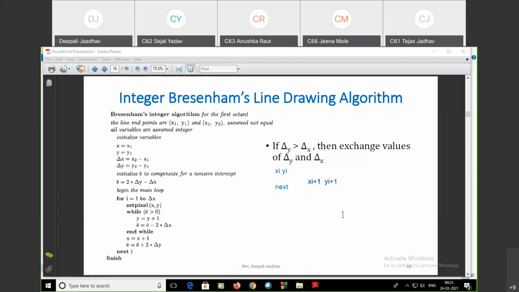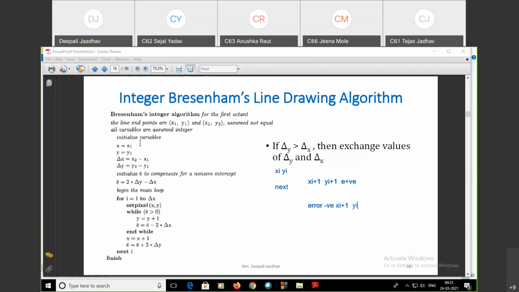If the error term is positive, then only y is incremented. If the error term is negative, then y is not incremented, only x is incremented. So x is equal to x plus 1, and again the error term is calculated. If the error term is negative, xi plus 1 is there, but y remains as it is, yi, whatever the previous value. That is the simple algorithm for integer Bresenham's line drawing algorithm.